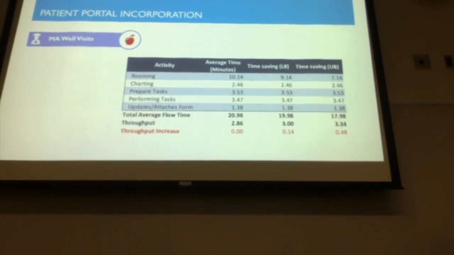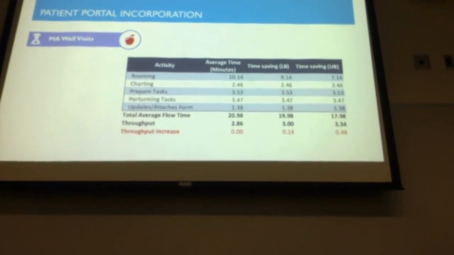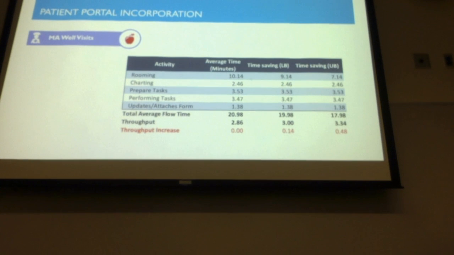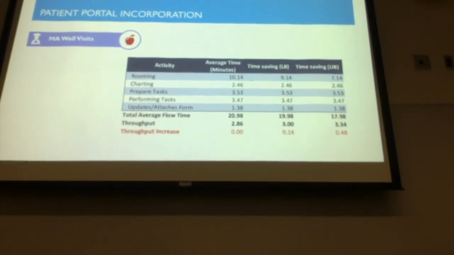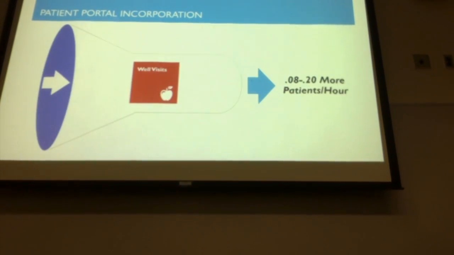And this would save time for MA well visits. A conservative estimate would be 0.14 patients per hour in throughput increase, and an ideal state would be a throughput increase of 0.48 patients per hour for MA well visits, and this would result in a total system increase of 0.08 to 0.2 more patients per hour per provider.